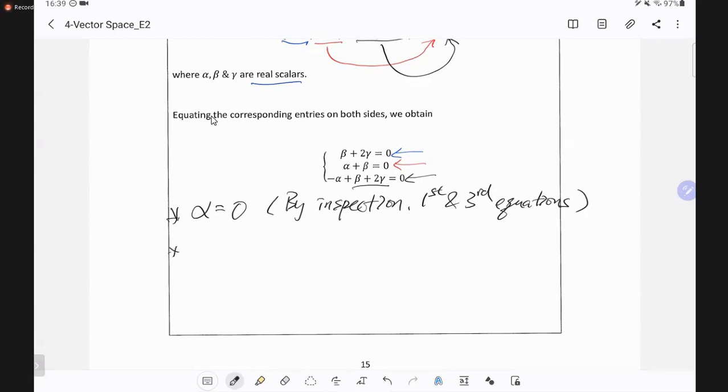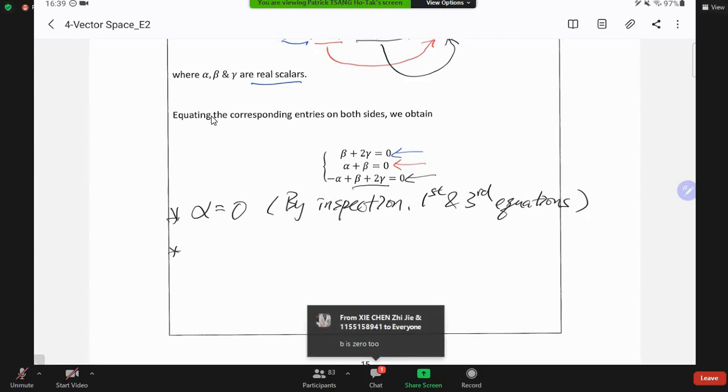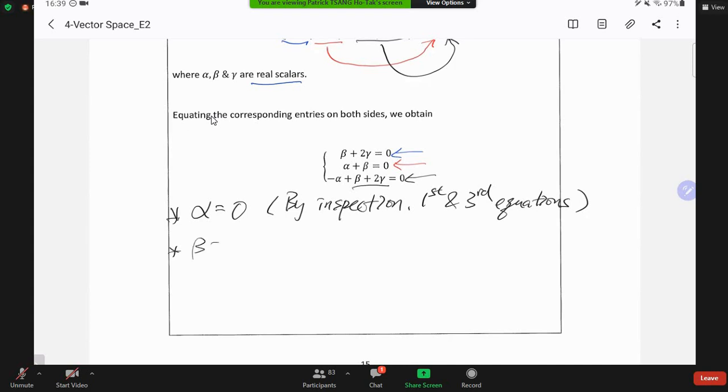How about the second one? If we know alpha to be 0, can I make use of the second equation and make some conclusion for the value of beta? Any idea? Very good. Because if alpha equals 0, then 0 plus beta equals 0. So we have only one choice, beta to be 0 in this case. Again, we do it by inspection, but we focus on the second equation.